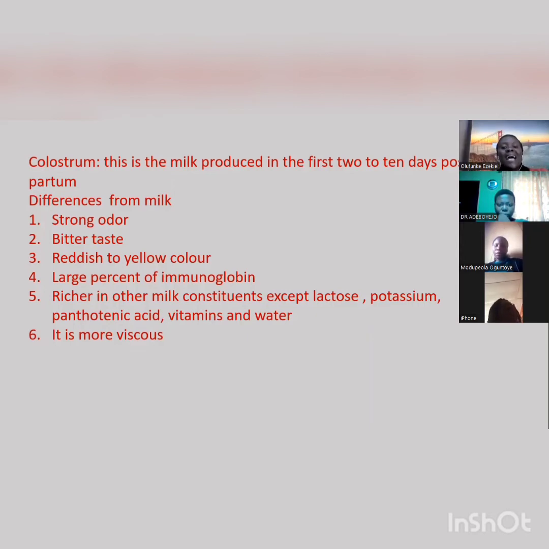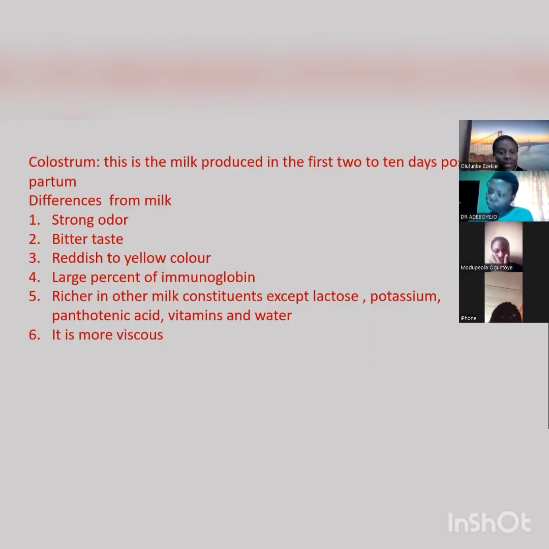Why? So that the antibodies will be available to the young cow, the young animal, so that it can be able to resist diseases and whatever may want to challenge the growth of the young animal, the young mammal. And it is usually different from milk. It has strong odor. The taste is usually bitter as well. And not only that, the color is usually reddish to yellow. It means it contains a lot of vitamin A.